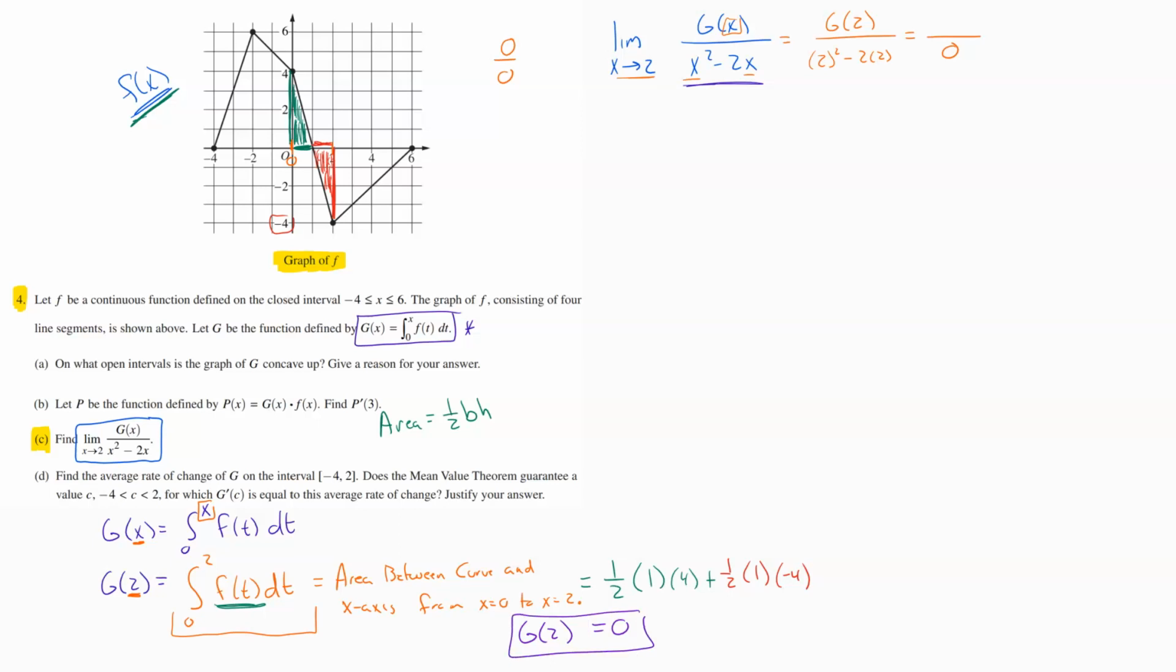Bringing that back up here and popping that in, I'm in a 0 over 0 situation. And when you're in 0 over 0, that's an indeterminate form.